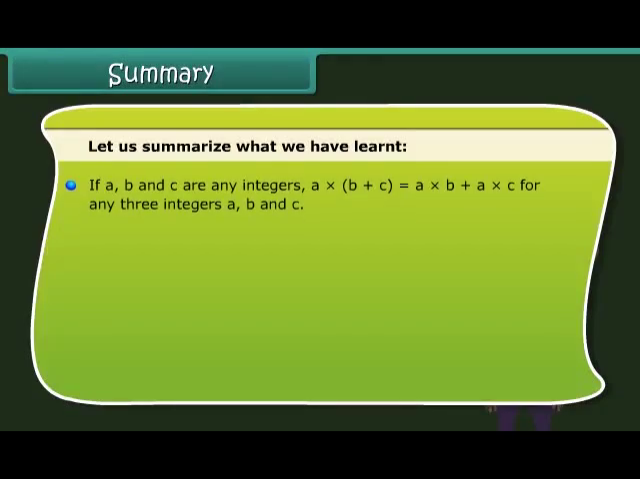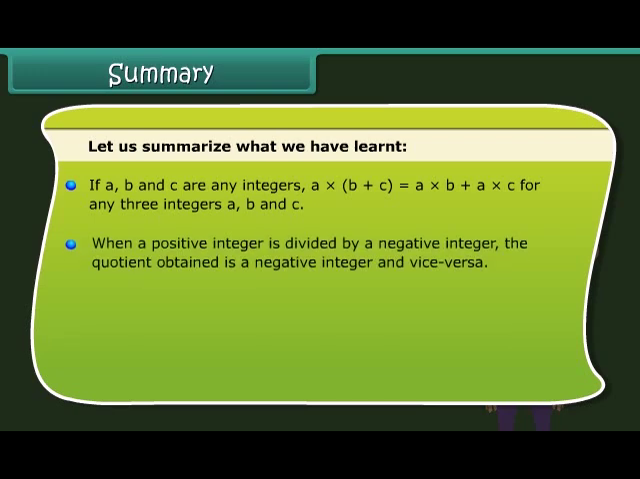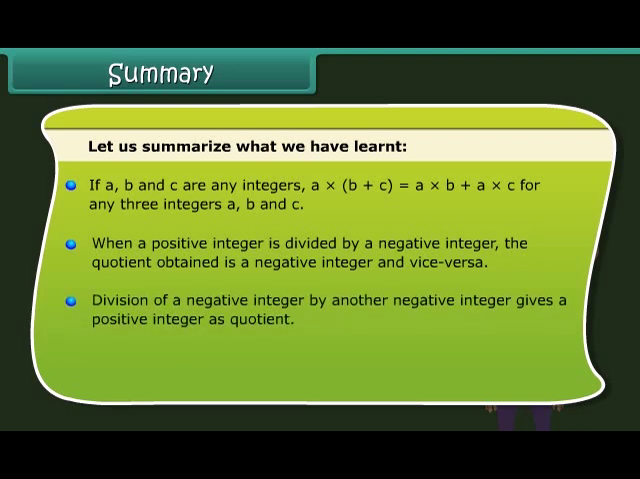If a, b and c are any integers, a into (b plus c) is equal to a into b plus a into c for any three integers a, b and c. When a positive integer is divided by a negative integer, the quotient obtained is a negative integer and vice versa. Division of a negative integer by another negative integer gives a positive integer as quotient. For any integer a, we have a divided by 0 is not defined, and a divided by 1 is equal to a.